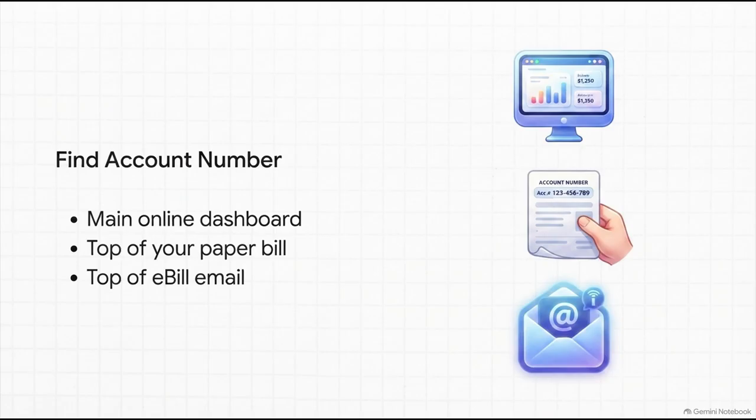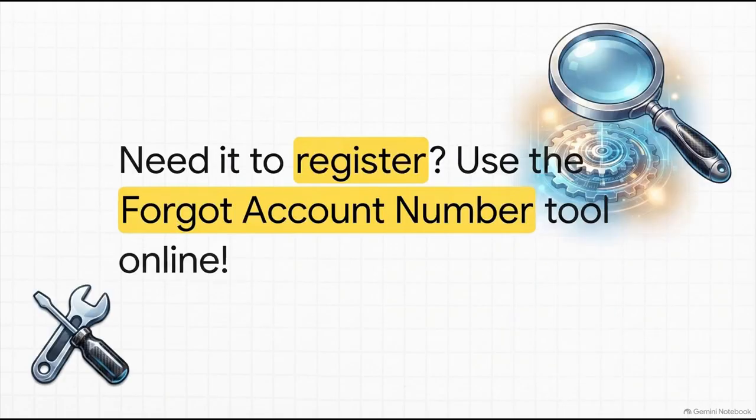Well, you should check the top of your physical paper bill if you still receive those in the mail. If you're enrolled in paperless billing, people constantly overlook the fact that the account number usually sits right at the top of your e-bill notification email. Just search your inbox for emails from Dominion Energy, and you'll probably find it staring right back at you in the header. But let's say you're facing the ultimate catch-22.